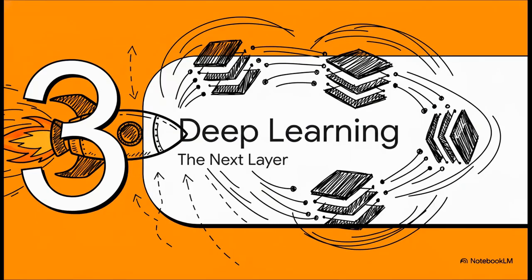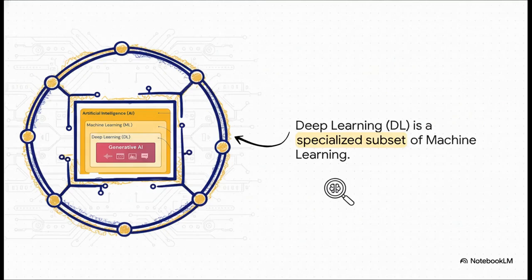So we've got the big goal, AI, and we have a powerful engine, machine learning, to get us there. But what happens when we want to supercharge that engine? Let's zoom in one level deeper. And now we've arrived at deep learning, or DL. And again, look at the structure here. It's a subset of machine learning. So this isn't some totally different thing. It's a more advanced, more powerful, specialized type of machine learning.